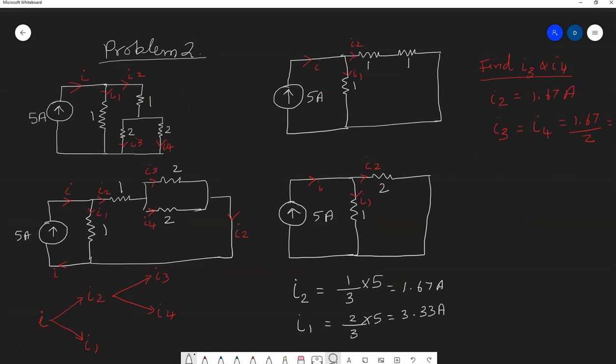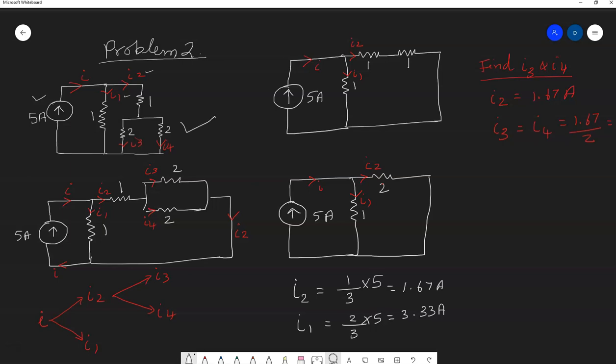You have been asked to find the current in all the branches. For a problem like this, you first have to understand the circuit. We have a current source and some combination of resistors. You have been asked to find the current I1, I2, and the same current I2 flows here as well, and the currents I3 and I4.